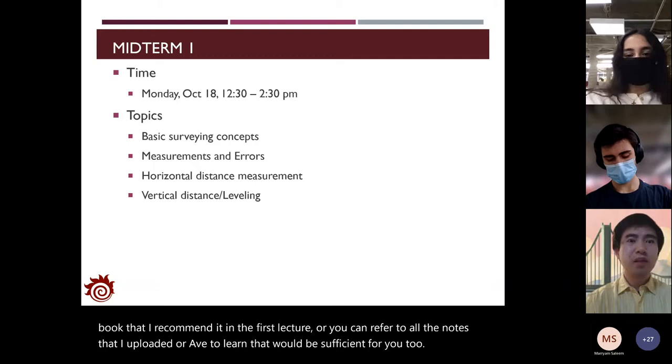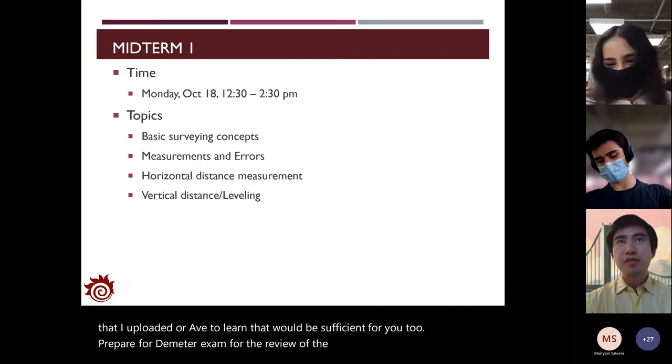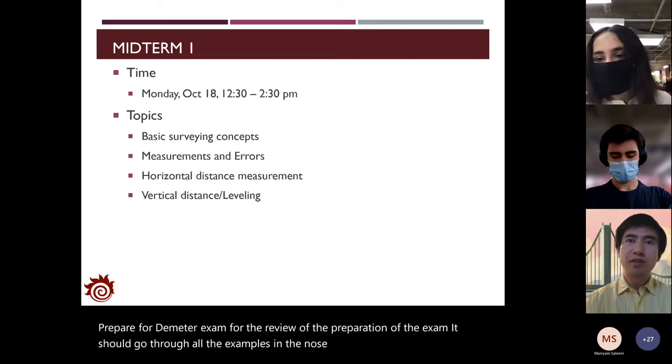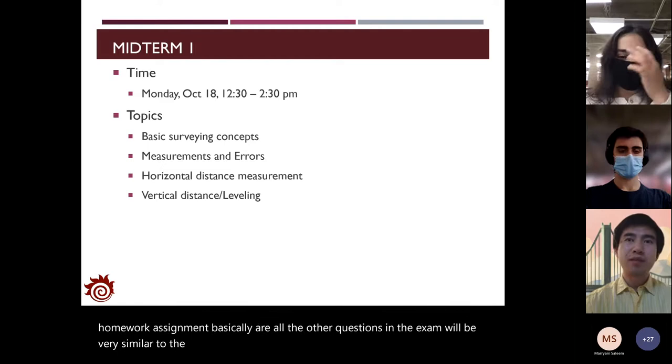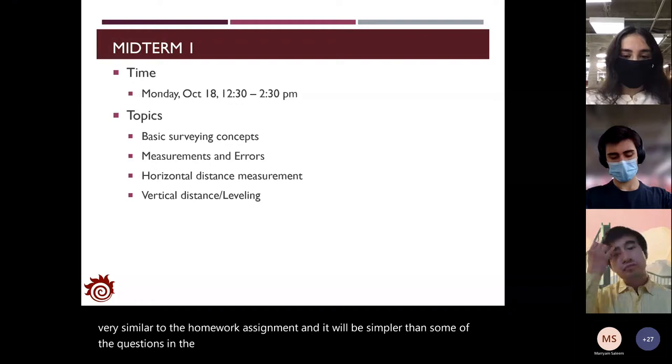For the review or preparation for the exam, you should go through all the examples in the notes and the questions in the homework assignment. Basically, all the questions in the exam will be very similar to the homework assignment, and it will be simpler than some of the questions in the homework. So that's the format of the exam.